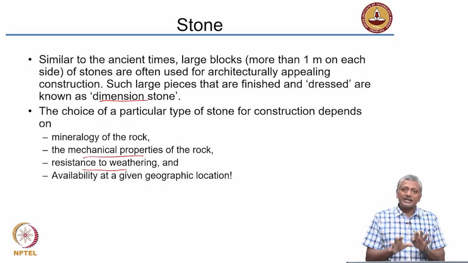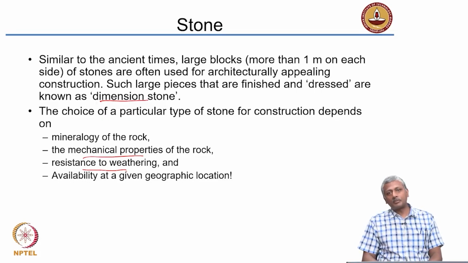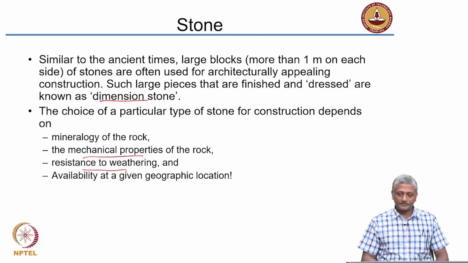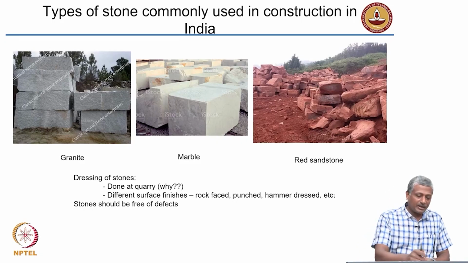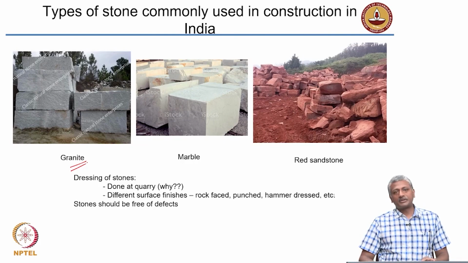But as an engineer, you still need to look at the material properties, mechanical properties, and resistance to weathering before deciding whether the material is suitable to be used or not. Now, typically in India, you will see a large amount of structures made with granite. Especially in southern India, a lot of structures are made with granite.